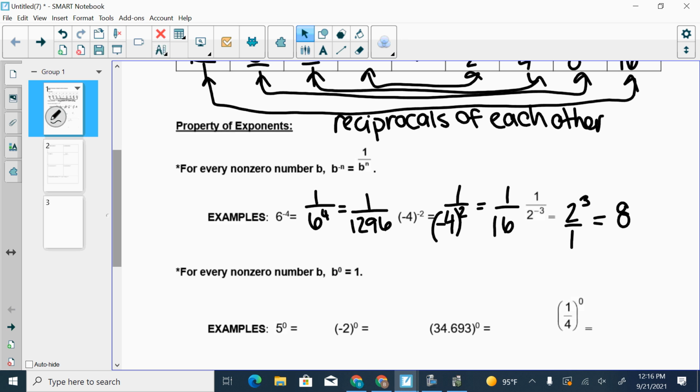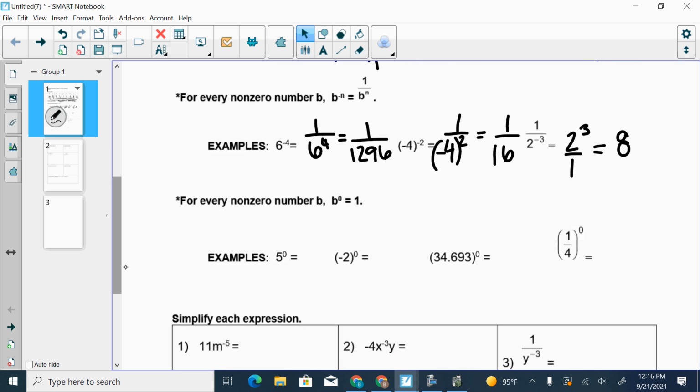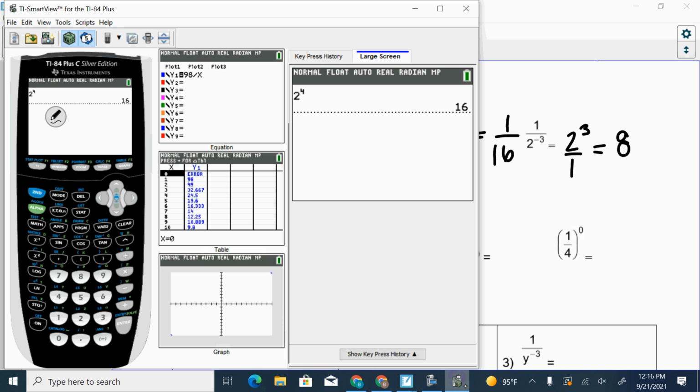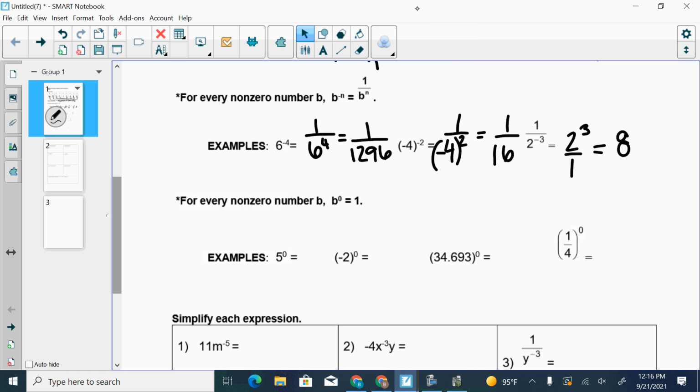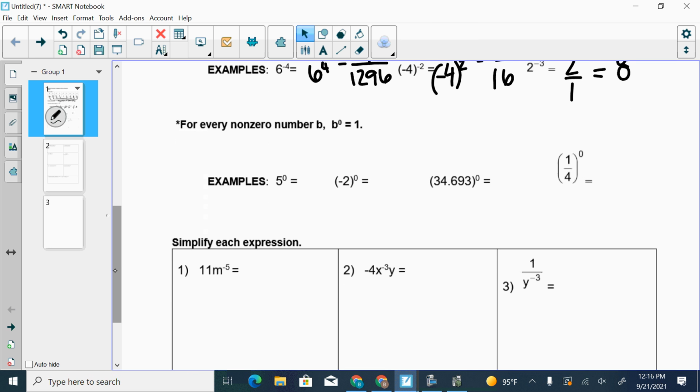Right. It says that right here. For every non-zero number, if you raise something to the 0 power, doesn't matter what it is, it becomes 1. And if it's negative, it'll be a negative. So if I typed any number I wanted, and I raise it to the 0 power, still just 1. Okay. All right, so 5 to the 0 power is 1, negative 2 to the 0 power is 1, and 34.693 is going to be 1, and 1/4 to the 0 power is 1.